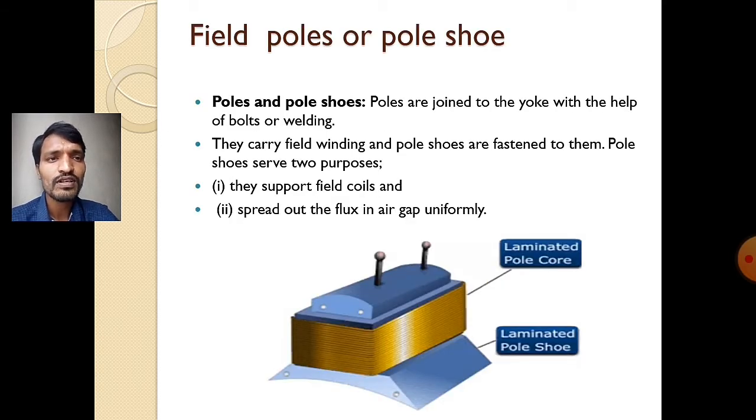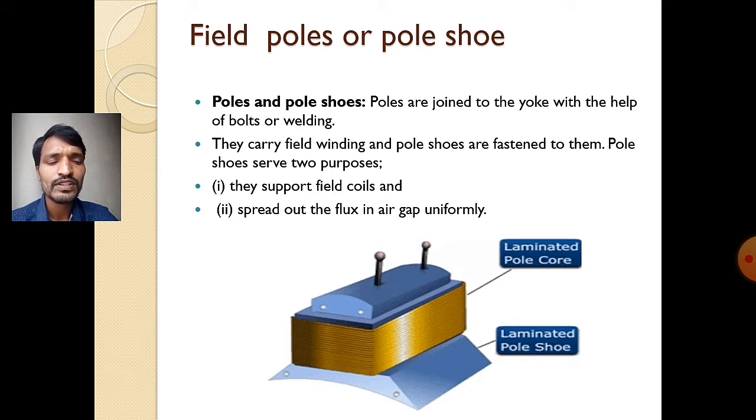Poles or pole shoe. Poles are joined to the yoke with the help of bolts or welding. They carry the field winding, and pole shoes are fastened to them. Pole shoes serve two purposes.